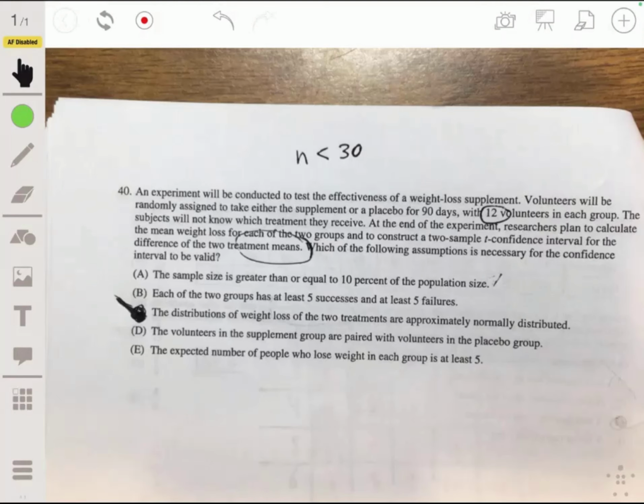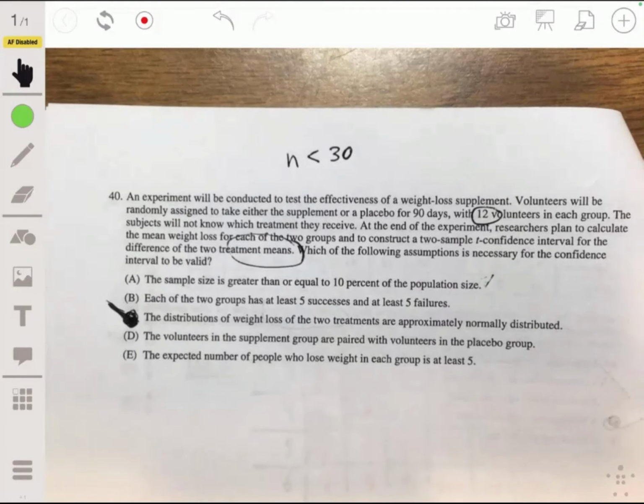All right, so that's the rest of the practice section of the multiple choice section. Next I'm going to go over the free response. But let me know which problems you want me to focus on, or if there's any other concepts you want me to go over.